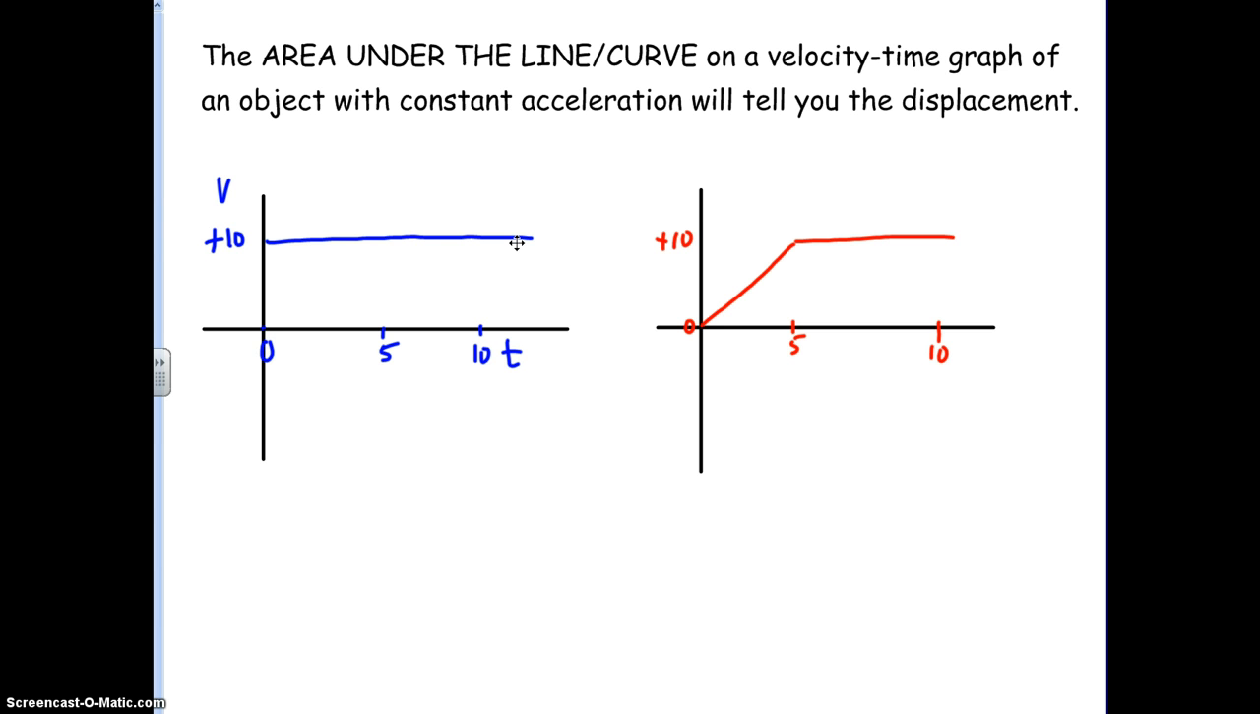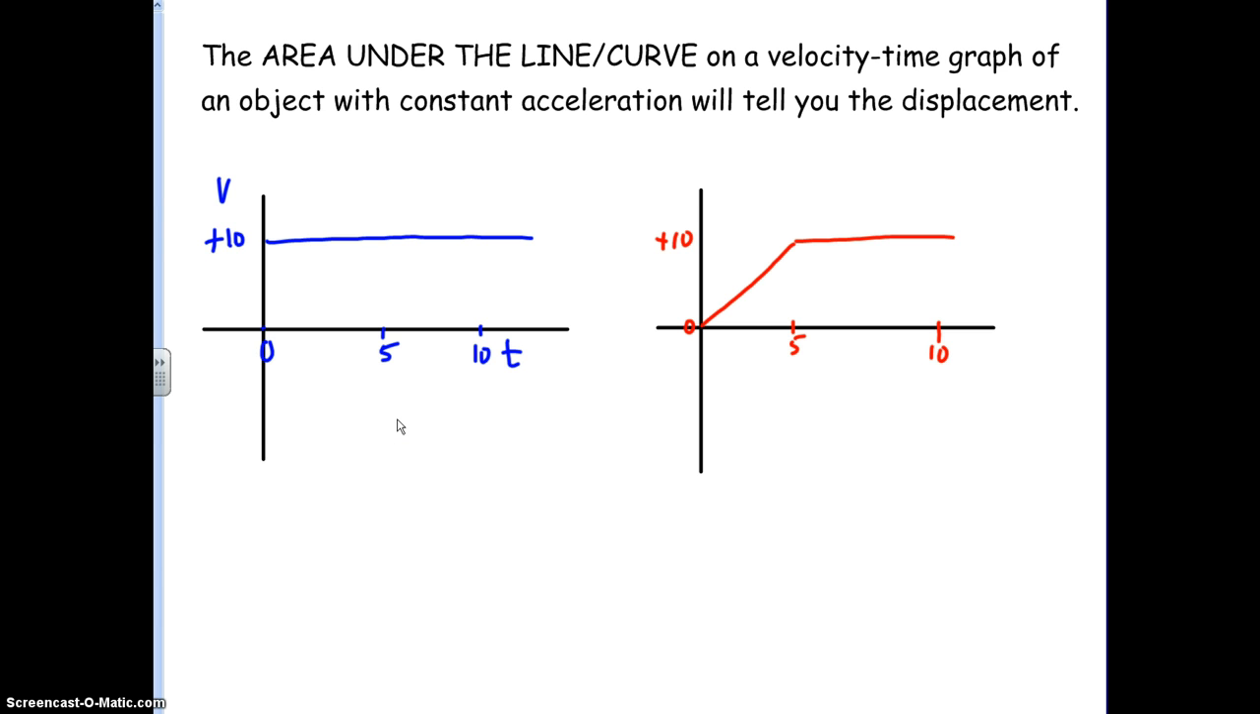Because if I asked you how far does this object go in the first 10 seconds, what's its displacement, you could actually figure that out with some basic geometry. We know that it's traveling at 10 meters per second for 10 seconds. So with just a basic equation, velocity is displacement over time, we can rearrange that and say displacement is velocity times time. So you take 10 meters per second and multiply it by 10 seconds, and we can see that this object is traveling 100 meters in those 10 seconds.